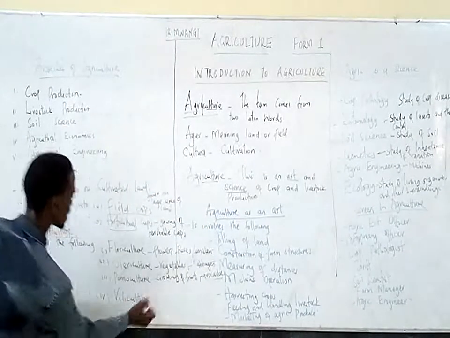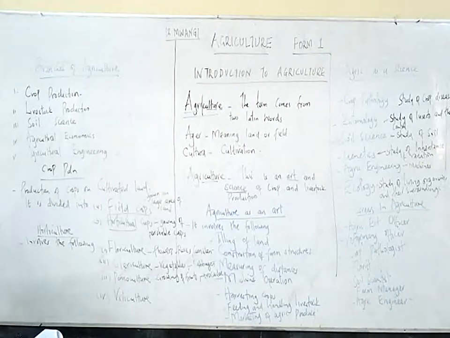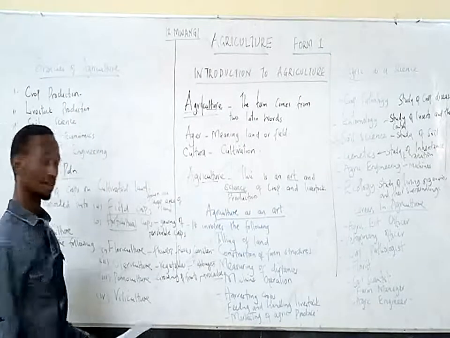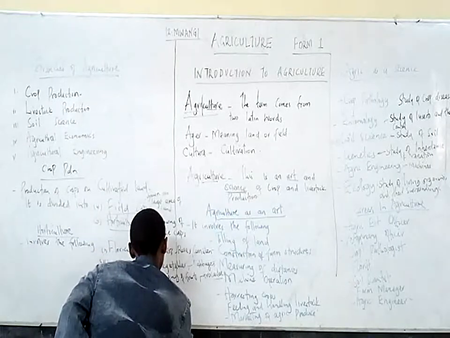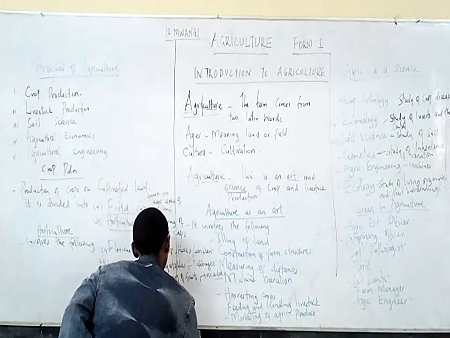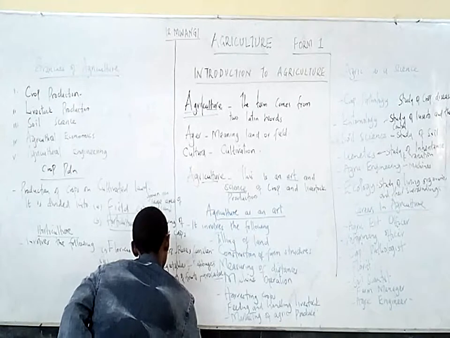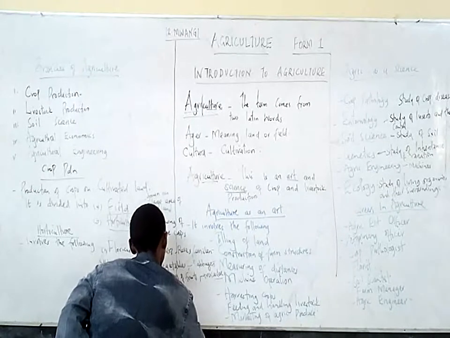Then you look at viticulture. Viticulture is the growing of vines or grapes.